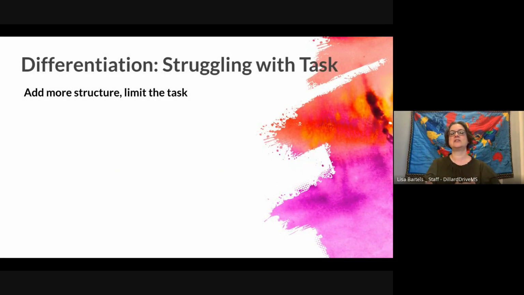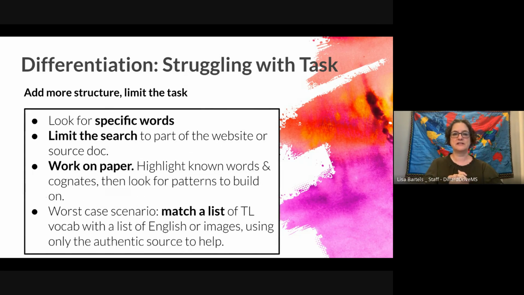Okay, what if a student is struggling with this task? They're looking at the text and they're saying, I don't get it, I can't do this. The solution is to add more structure or to limit the task. So what that looks like is, instead of looking for all of the vocabulary for any fruit and vegetable, I want you to find the word for apple, potato, banana, and celery. Find those words. So give them something specific.